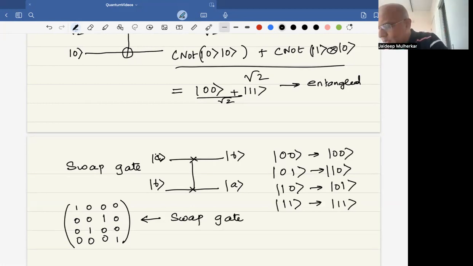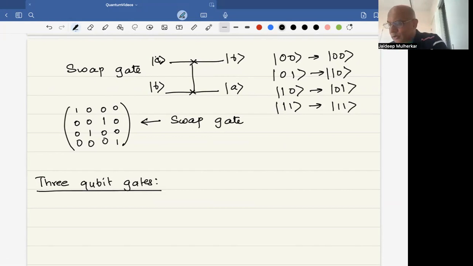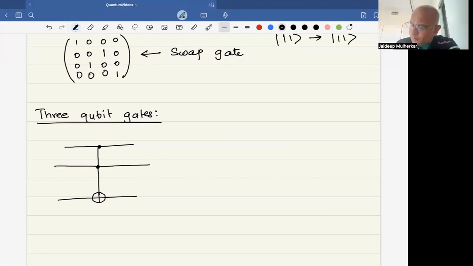And finally, we have a 3-qubit gate. So one is the Toffoli gate. This again comes from classical computing also. The Toffoli gate has two control bits and one target bit. So if both the control bits are set, then the target bit gets flipped.